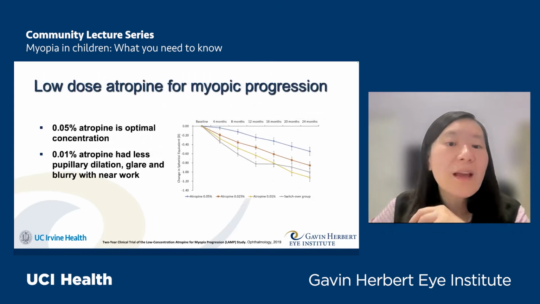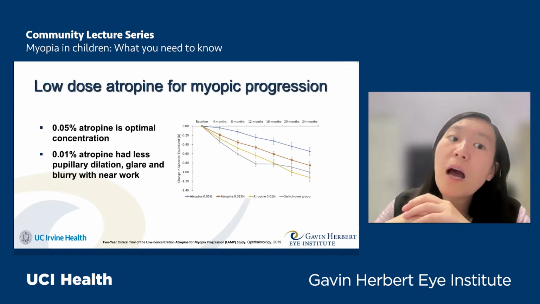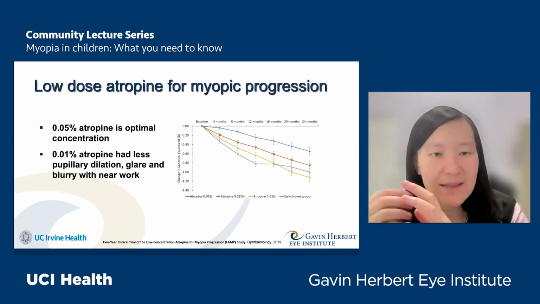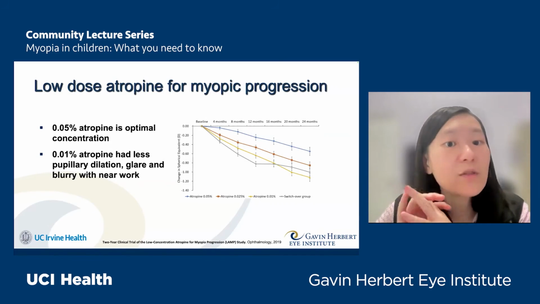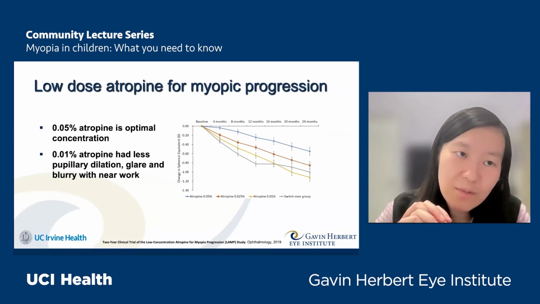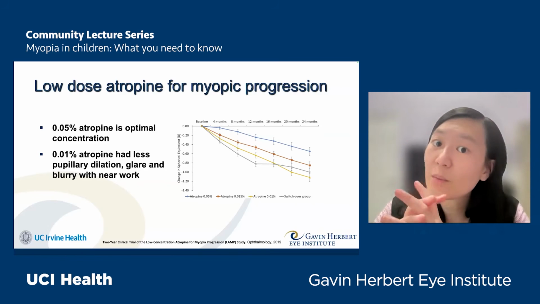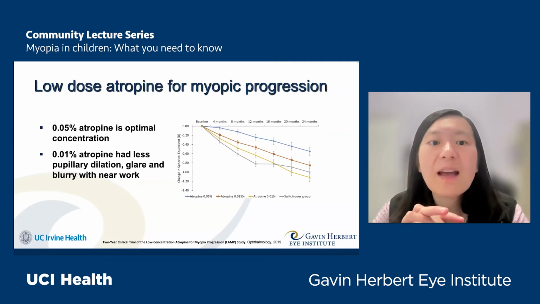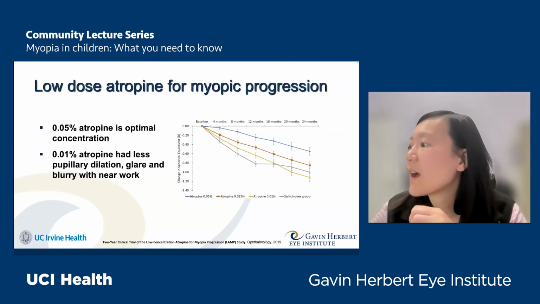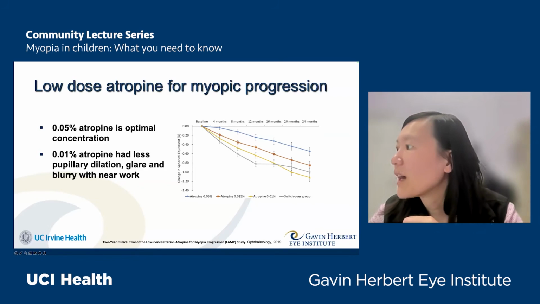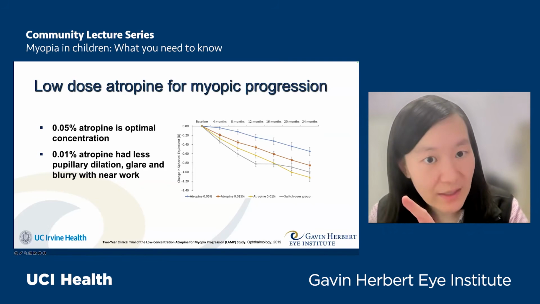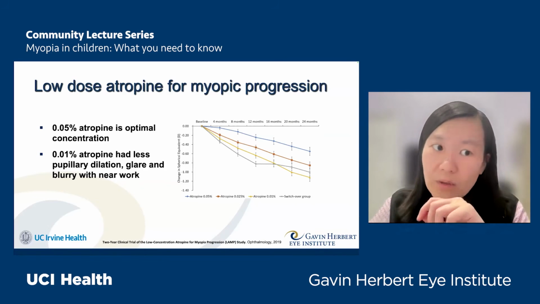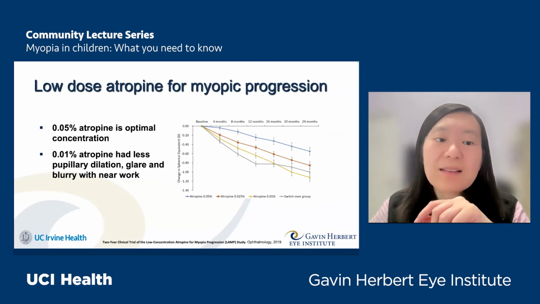Okay, so how did we arrive at the optimal concentration? Well, there are many studies that followed after that. They tested 0.01%, 0.025%, 0.05%, and they actually tested 0.1% and 0.5%. If you look on the graph here, the group that did the best was actually the 0.05% atropine. However, the lower dose, the 0.01% atropine, had the least amount of pupillary dilation, glare, and blurriness with work.